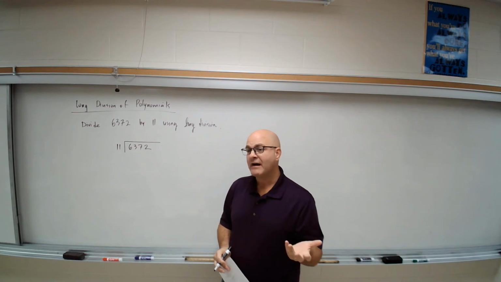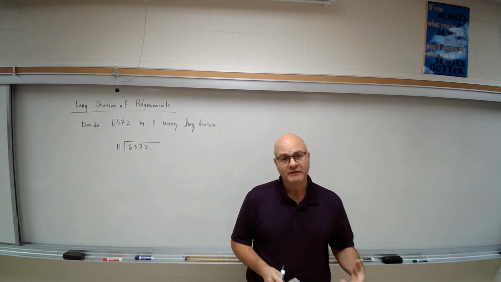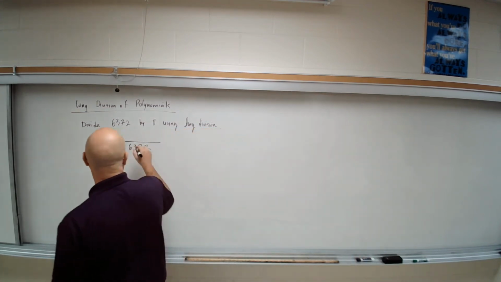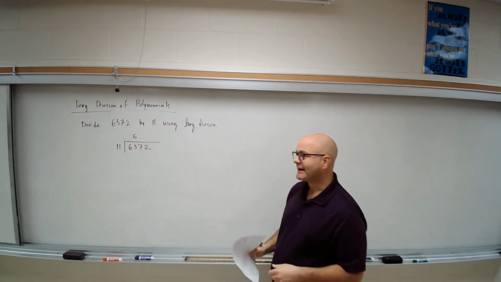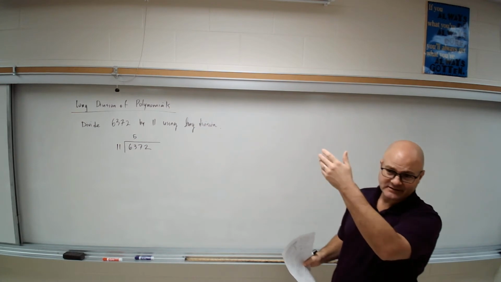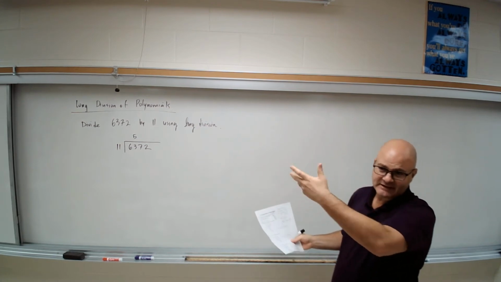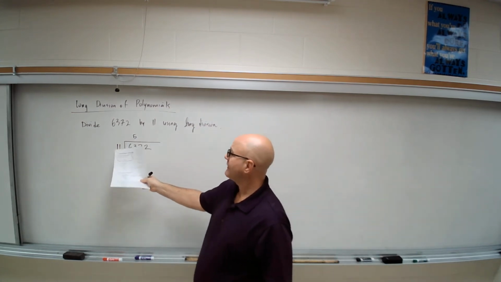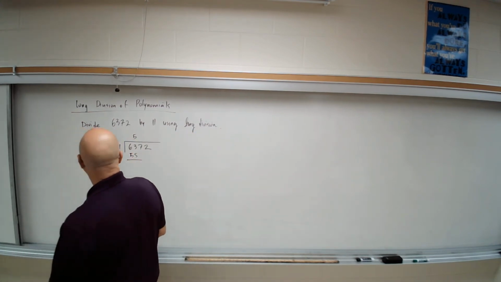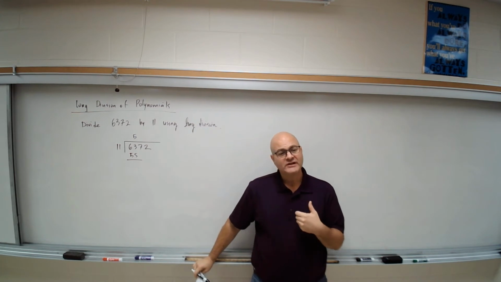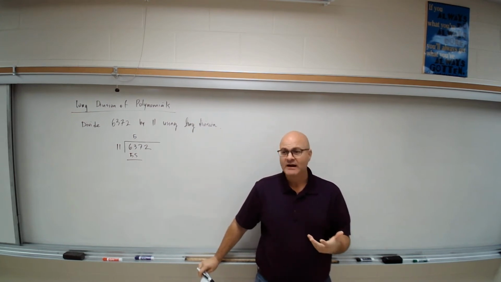But it goes in 5 times, right? 11 times 5 is 55. So I'm going to put a 5 up here on top. Some people put it over the 6. I put it over the 3 just because we're going into 63. So we'll do 5 times 11. That'll give us 55.